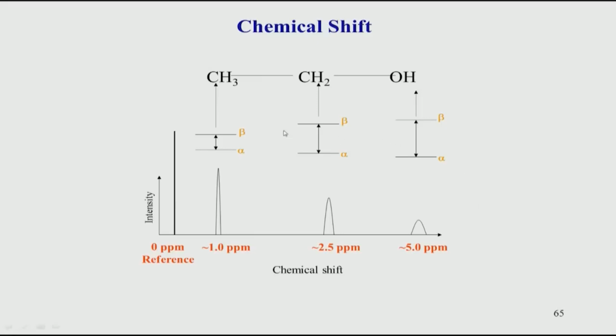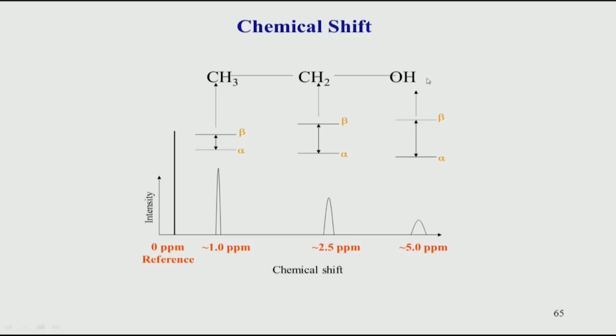If you look at this structure now, CH3 CH2 OH, this is ethanol, a standard compound. What happens is that the shielding for this proton here is slightly different from the shielding caused by the electrons around this hydrogen, which is again different from the shielding around the nucleus of this hydrogen. Why does the shielding differ from here to here and there? Those factors we will look at shortly.